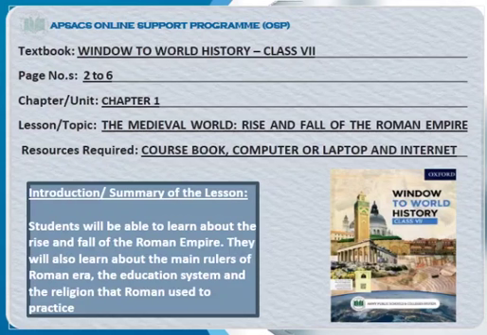Children, today we are going to learn about the medieval world, the rise and fall of the Roman Empire, which is the first chapter of Window to World History for class 7. Pages are number 2 to number 6 and the resources required are the course book, computer or laptop and internet. The summary of the lesson is that students will be able to learn about the rise and fall of the Roman Empire. They will also learn about the main rulers of the Roman era, the education system, and the religion that Romans used to practice.